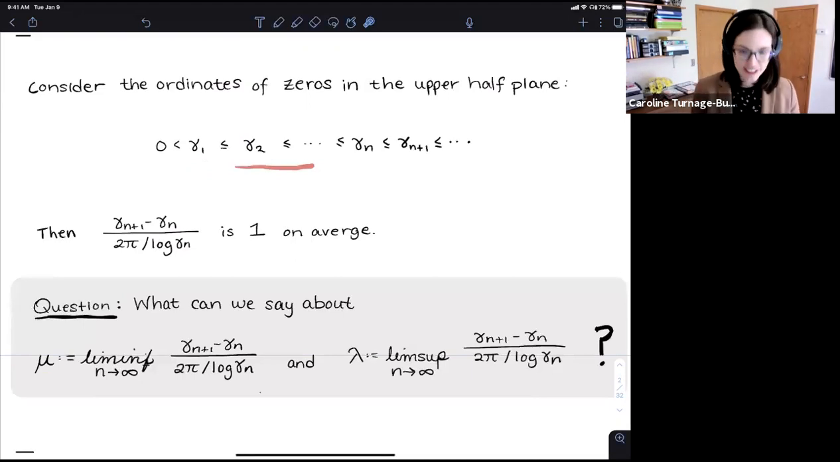Okay, so here's the question of the day. You take your difference, you normalize by the average spacing, and then you say, well, what can we say about the lim inf of this sequence? That will tell me about small gaps.